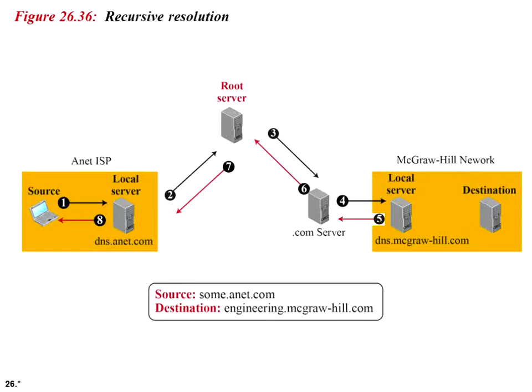There are two types of resolutions. It can be either recursive or iterative. This figure shows you recursive resolution. Here we have an ISP, we have a root server, and we have a network. Here we assume that an application program is running on a host, and the name of that host is some.anet.com. This is our source.